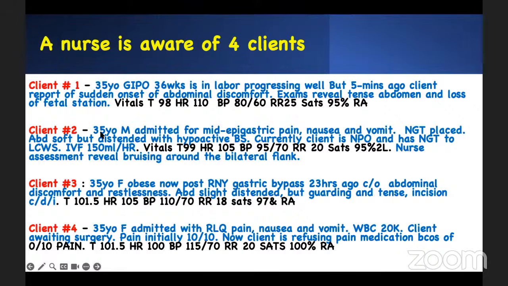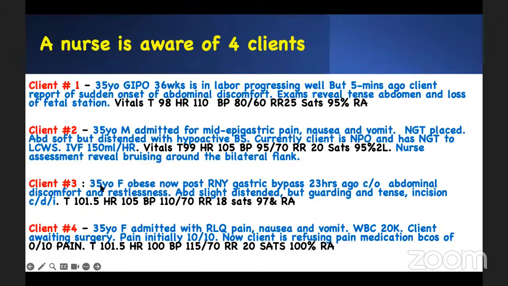Second case, second patient in the same case, 35-year-old male, admitted for gastric pain, nausea, vomit, NG tube placed, abdomen soft but distended with hypoactive bowel sounds, right? Currently, the client is NPO with an NG tube to low continuous wall suction. IV fluid is running 150 ml per hour. These are the client's vitals. The next assessment revealed bruising around the bilateral flank area. What do you think is wrong with this patient?